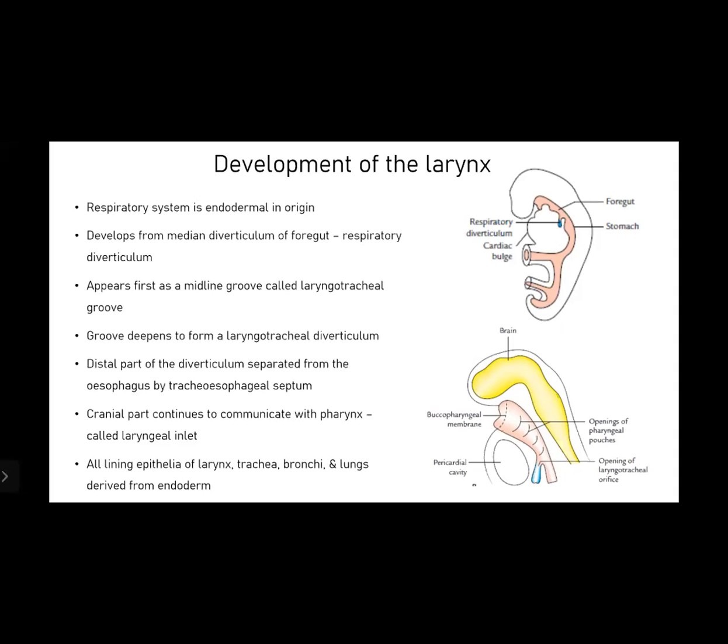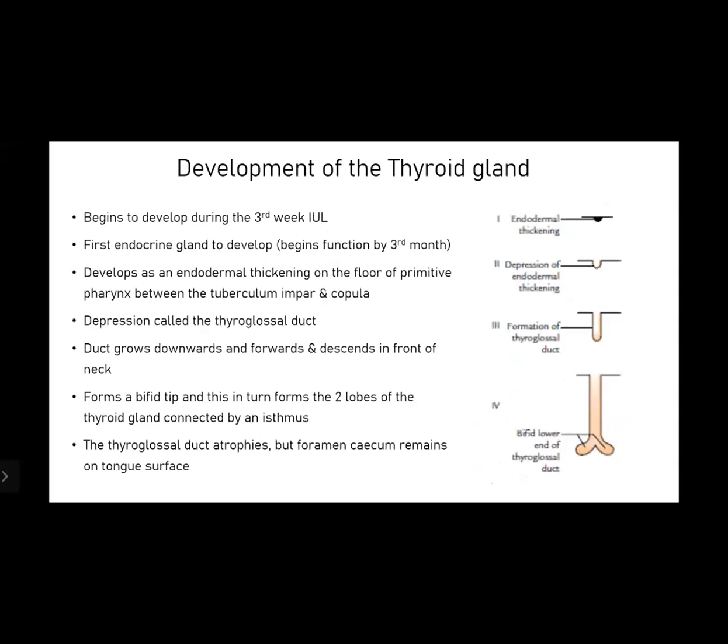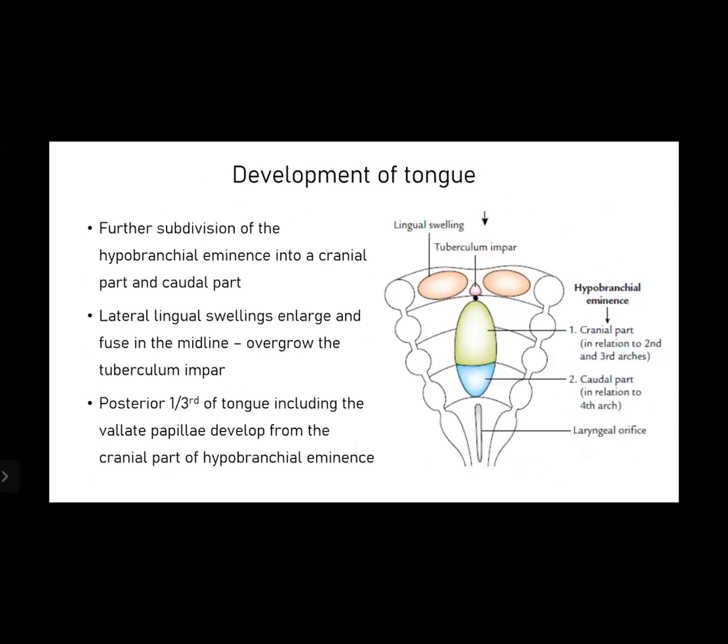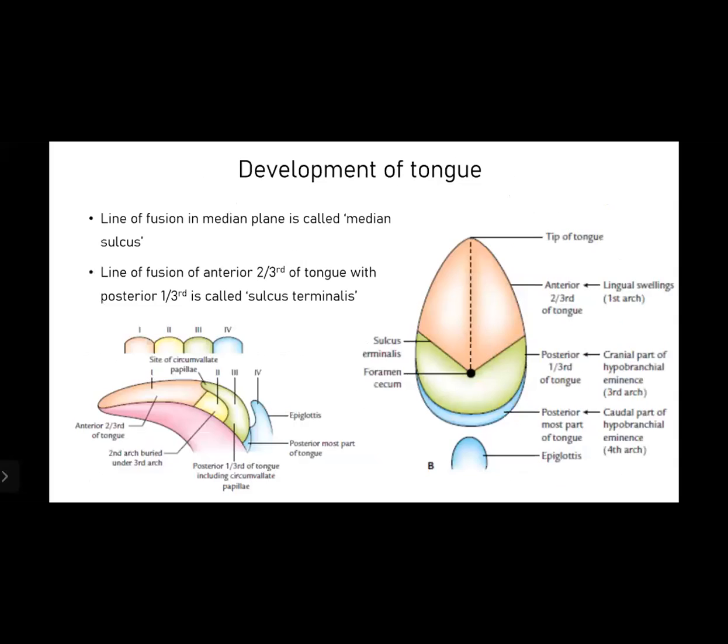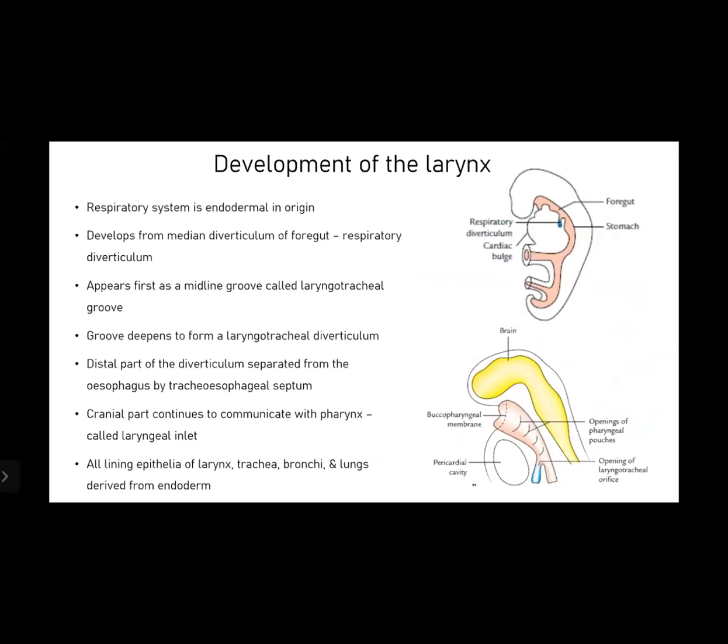If you look at the laryngotracheal groove, that's the laryngeal orifice there, and the laryngotracheal groove is just next to it. The groove then deepens to form the laryngotracheal diverticulum. And the distal part of the diverticulum is separated from the esophagus by a tracheoesophageal septum. So there is a septum that separates the esophagus and the trachea. You can see that in the next slide, I'll come to that.